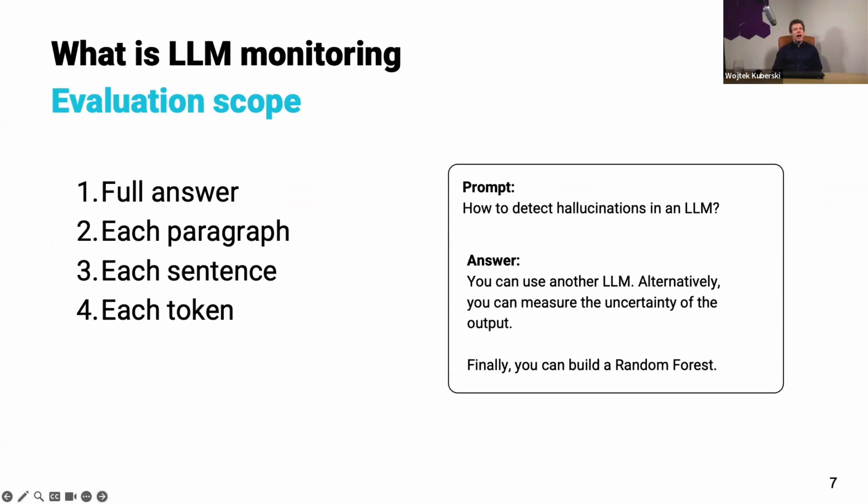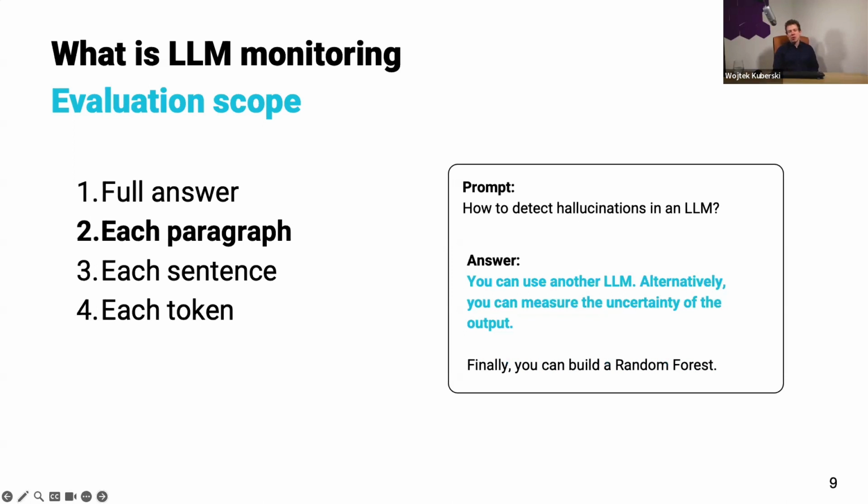In terms of how we can evaluate whether an answer is a hallucination, we can look at it from different scope perspectives. The first one is to look at the full answer. So we have a prompt, let's say how to detect hallucinations in an LLM, and we could look at whether the entire answer contains hallucinations or not. This is quite nice from the user perspective. However, it doesn't offer enough granularity to make sure that you only remove the things that are hallucinations and still keep most of the answer, so it's not very actionable.